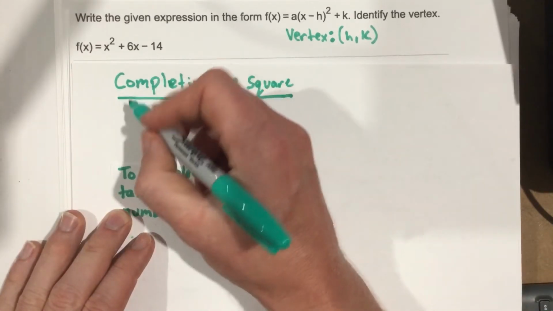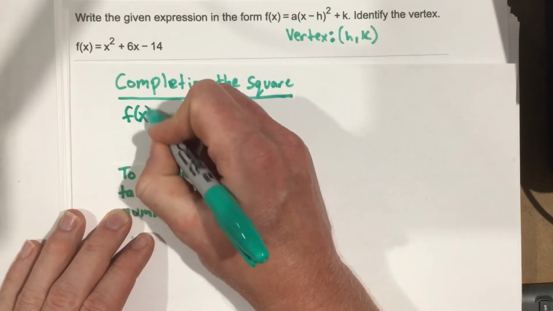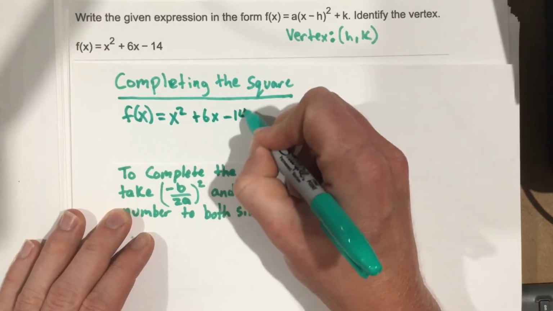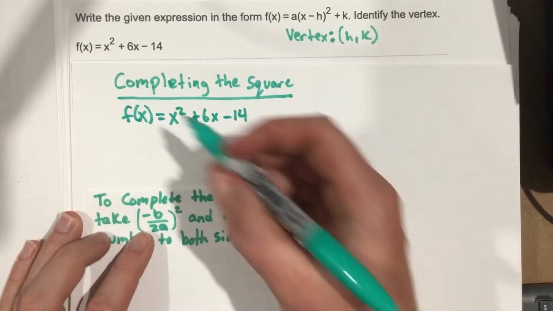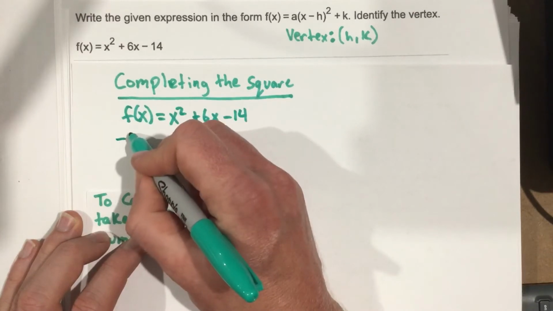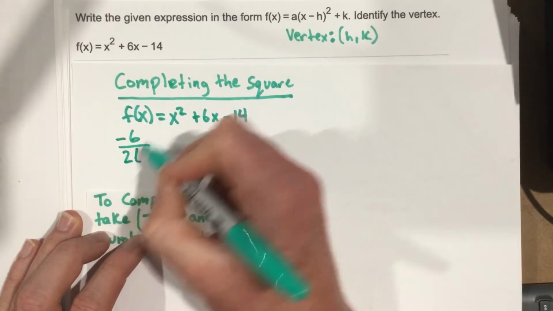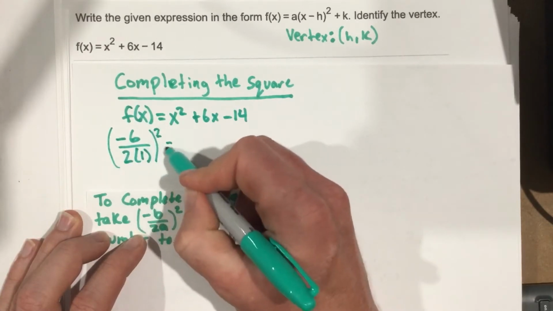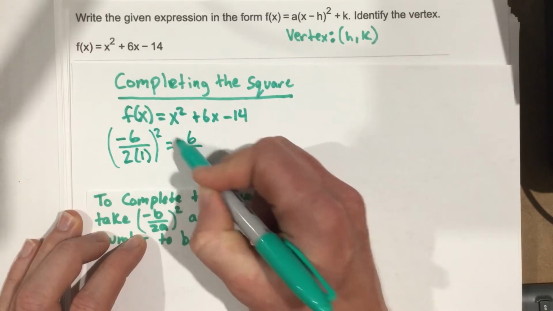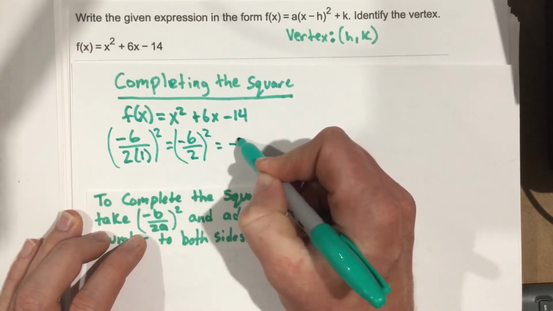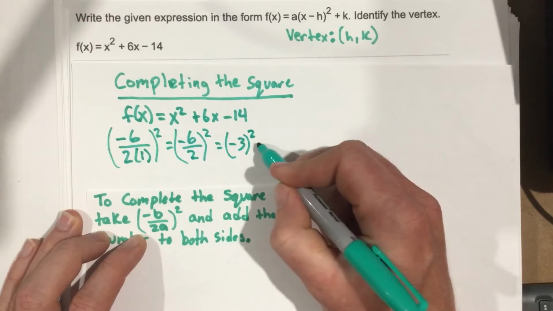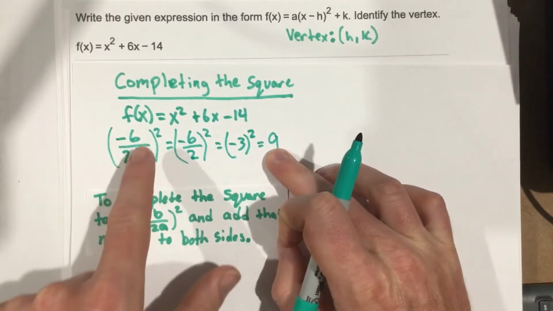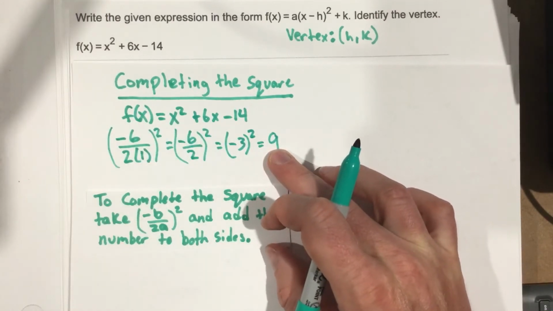Okay. Let's start by writing the function f of x equals x squared plus 6x minus 14. Then let's do what this says to do. We're going to take negative 6, because negative b, over 2 times a, which is 1, and square that. That gives you negative 6 over 2 squared. You get negative 3 squared, which is 9. Then it says take 9 and add it to both sides. We're going to add it to each side because that does not change the equation.